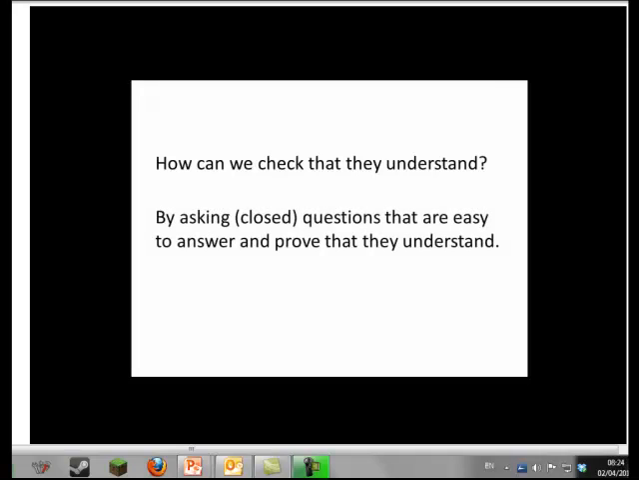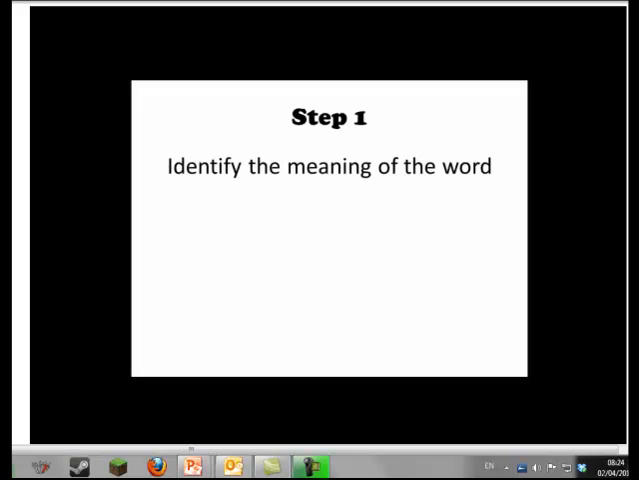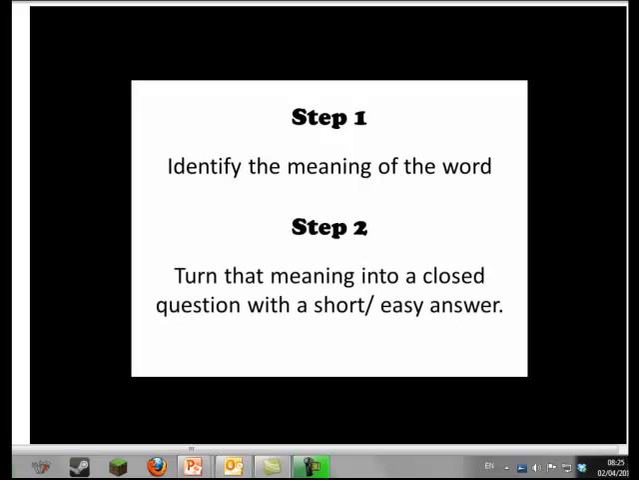We ask closed questions, what are called concept check questions. So these are questions that usually have a yes or no answer or a short answer, so they're linguistically easy to answer, but in order to answer them they have to understand what they mean. So the first thing when you're writing these kind of questions is to really identify what the word means. And once you've done that, you just turn that meaning into a closed question.